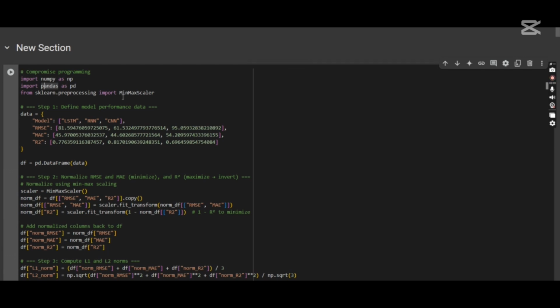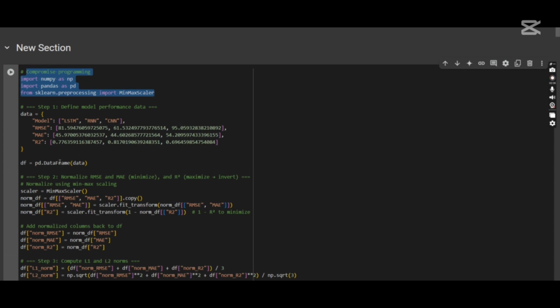First import the main libraries, and then these are the statistical performance indicator values which I have got through LSTM, RNN, and CNN model training and testing. So this one is for the LSTM, this is the root mean square error, this is the mean absolute error, and this is the R square value. The second column is of the RNN and the third column is CNN.